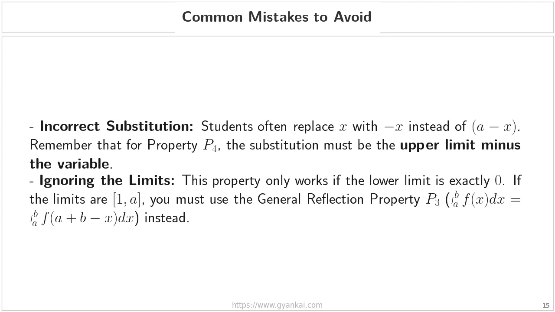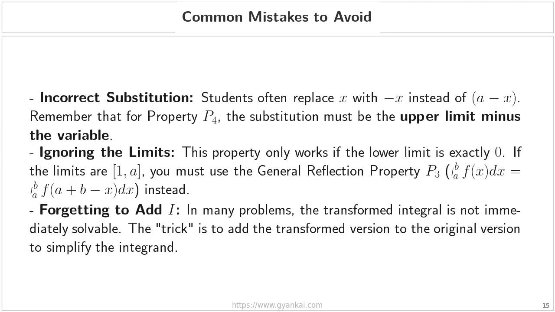Next, we have ignoring the limits. This is crucial. Property P4, as we've defined it, only works when the lower limit of integration is 0. If your integral doesn't start at 0, for example, if it's from 1 to, you can't directly use property P4. In such cases, you need to employ the more general reflection property, which we referred to as property P3. It states that the integral from a to b of a function f of x is equal to the integral from a to b of f of a plus b minus x. Don't mix these up.